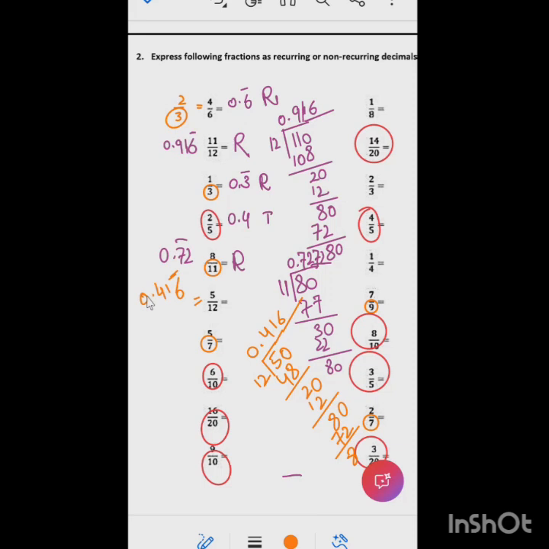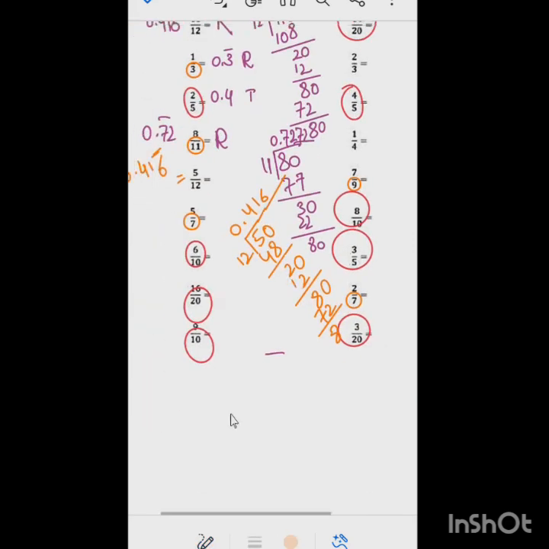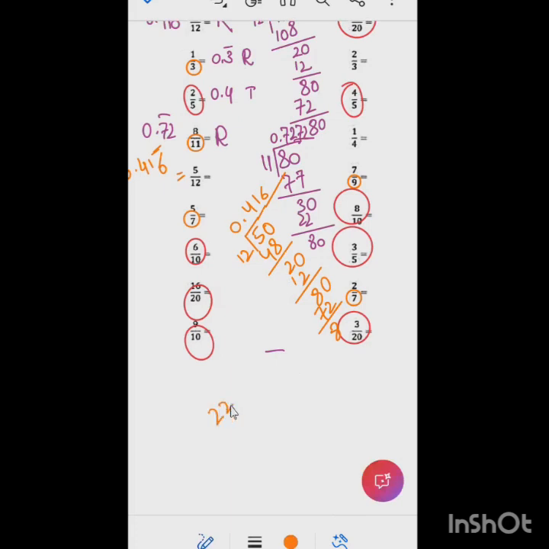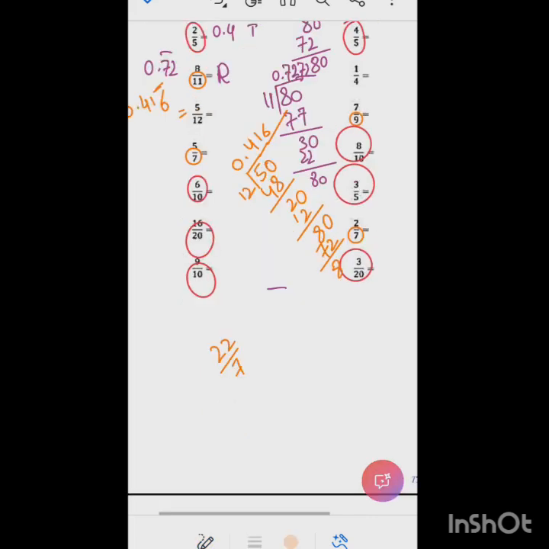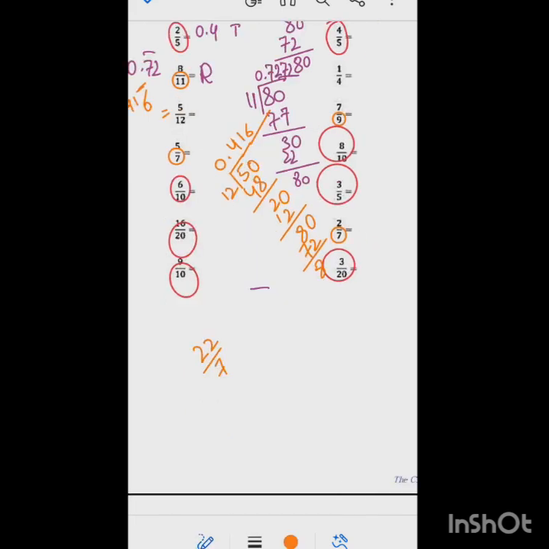B is for brackets, O is for order, which means exponents or powers, D is for division, M is for multiplication, A is for addition and S is for subtraction. So when you learn more about it, brackets come first, then order, then division and multiplication. These things you need to remember before we start all the questions.